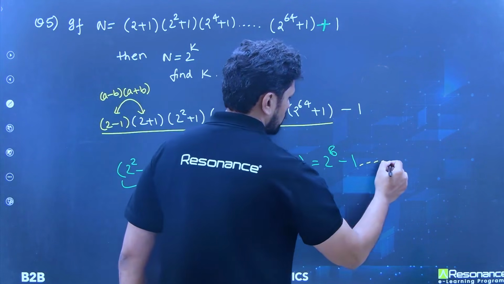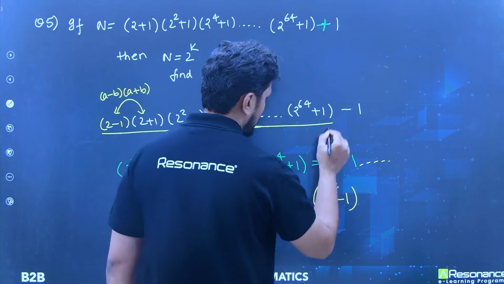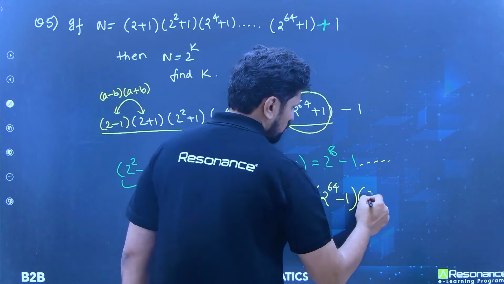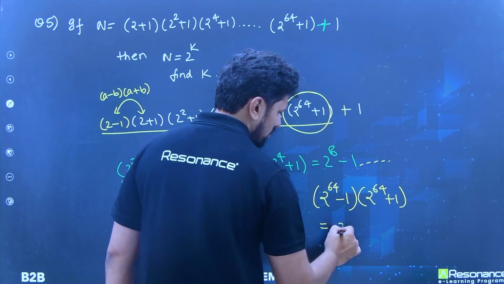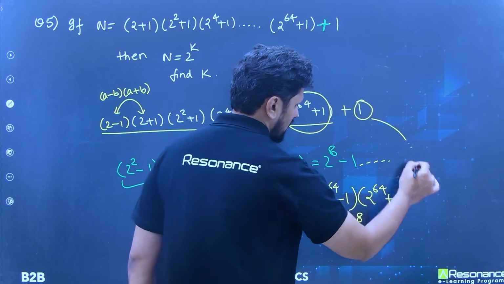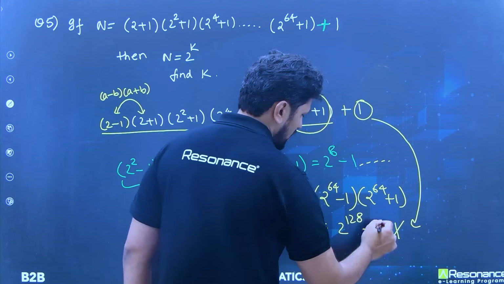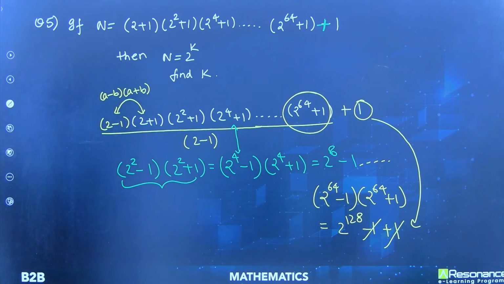So on, so on, so on. So last term will be 2 to the power 64 minus 1 into 2 to the power 64 plus 1. Okay. So it will become 2 to the power 128 minus 1, and the last thing, 1 and 1, get the answer 128.